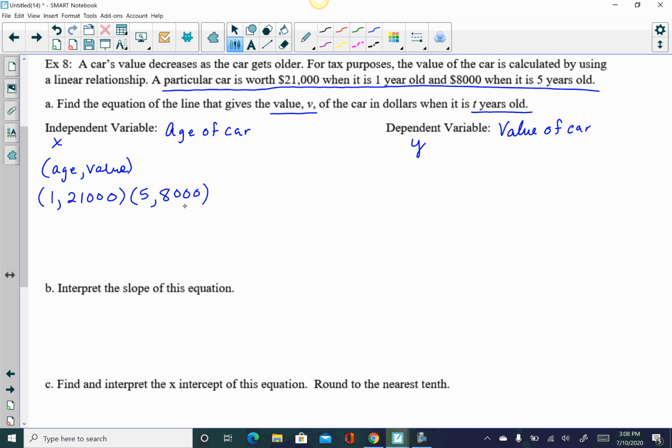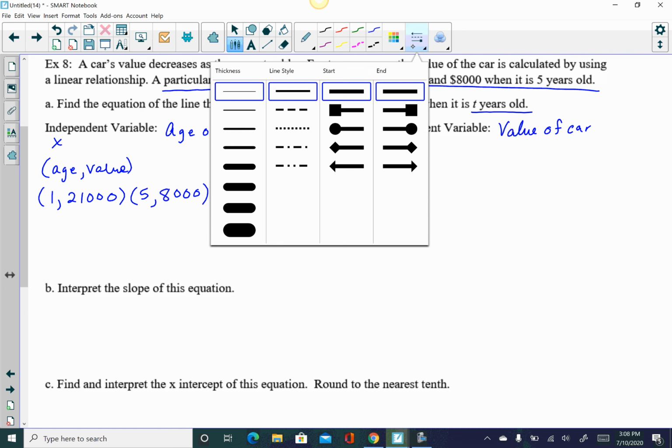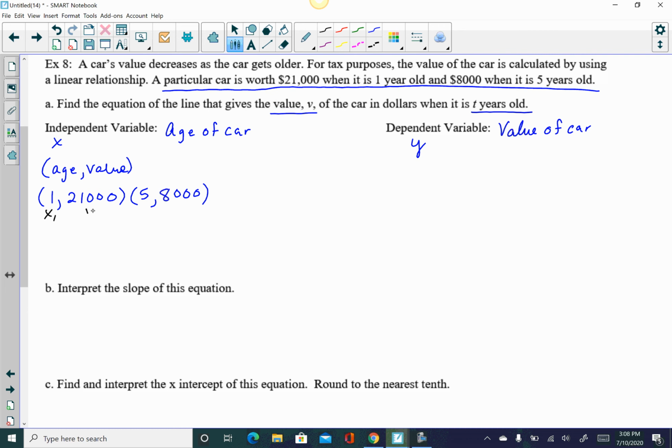Now that you have two ordered pairs, you can use those two ordered pairs in your slope formula to find the slope itself. So do that, right? This is x1, y1, x2, y2. So to find my slope, I'm going to have 8,000 minus 21,000 over 5 minus 1. That would be a negative 13,000 up top. Then divide by 4, and I have a negative 3250.